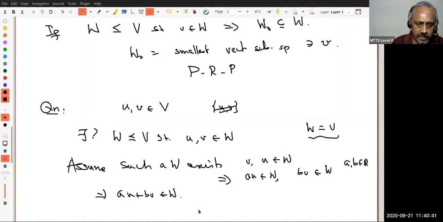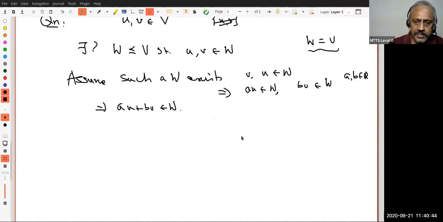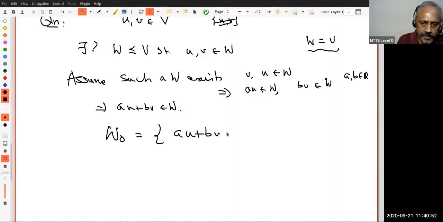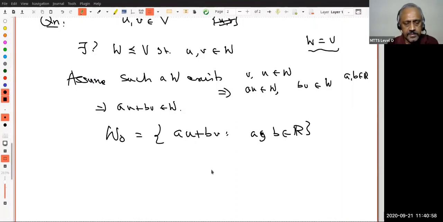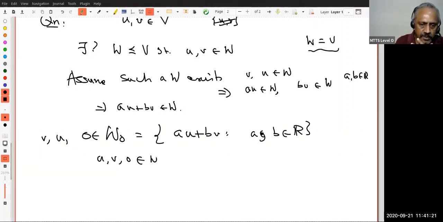You understood? Right. Now what we want to do is construct a W0 like last time. So what do you do? Let us take W0 equal to {a u plus b v} as a and b vary over R, the scalars. Notice that this is non-empty, 0 belongs to it because I can take a equal to b equal to 0. Next, when I take a equal to 1, b equal to 0, u belongs to this. And if I take a equal to 0, b equal to 1, v belongs to this. You understand that? So u, v, 0 are all in W0.